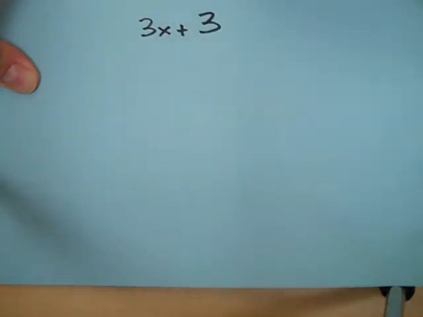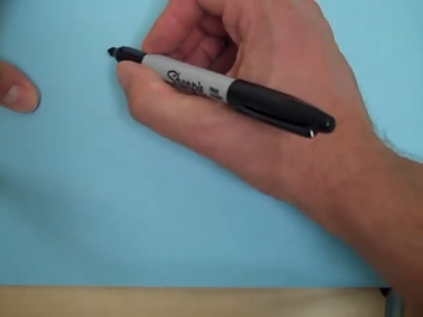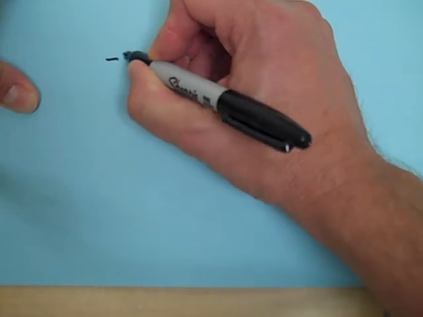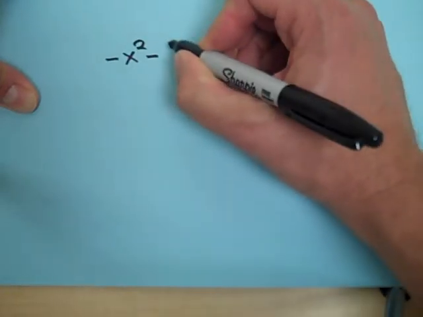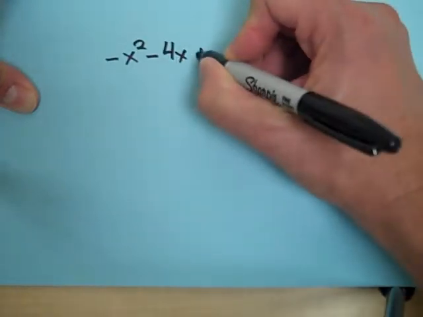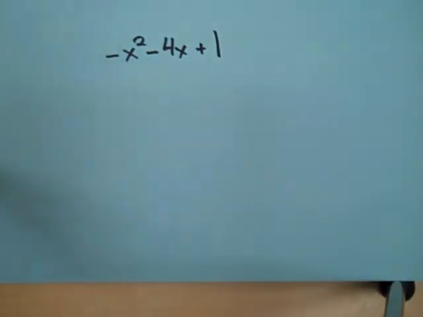Let's do one more. Let's do one that has 3 terms in it here. So let's see, bring in a fresh sheet of paper. We're going to do, let's say here, a negative x squared minus 4x plus 1. So again, give this a try. Pause it just a second. Go ahead and model it, and then flip this back on when you're ready.